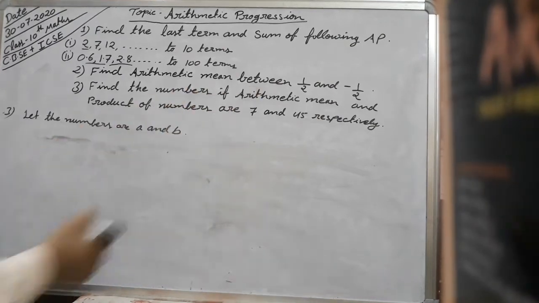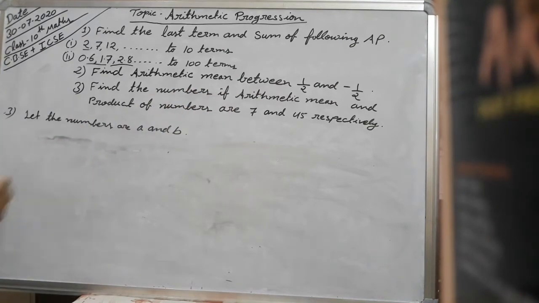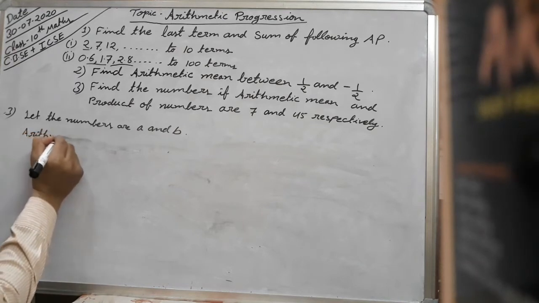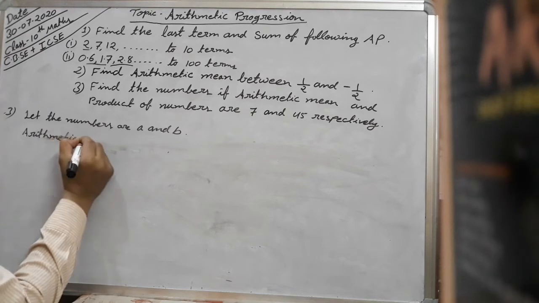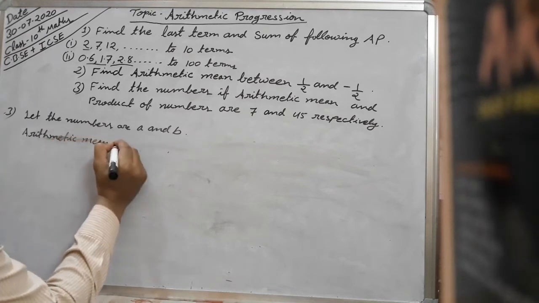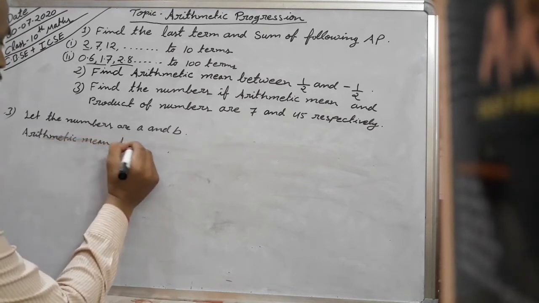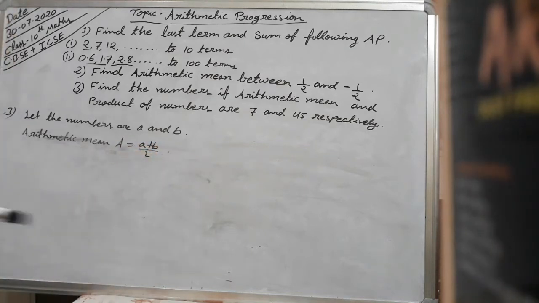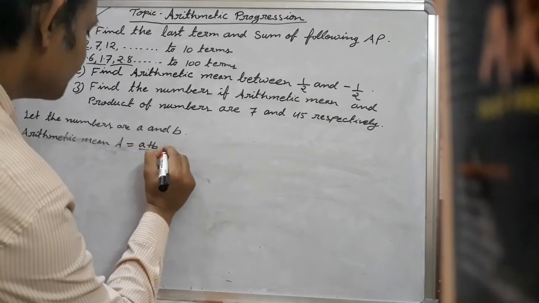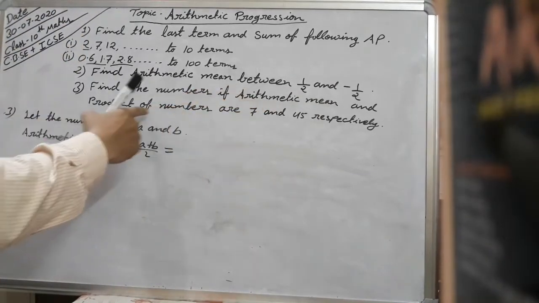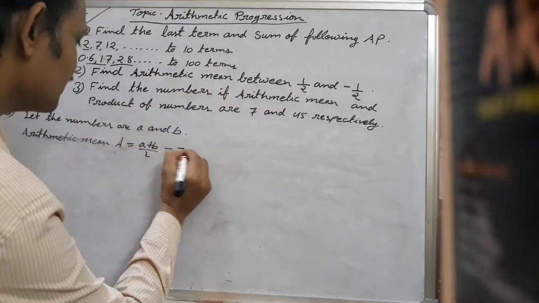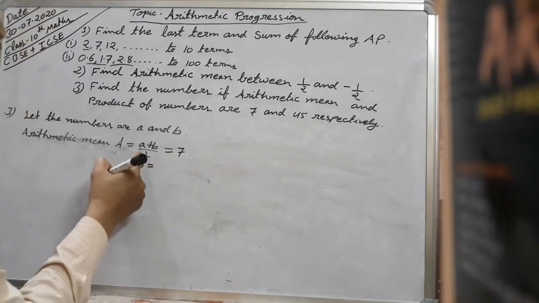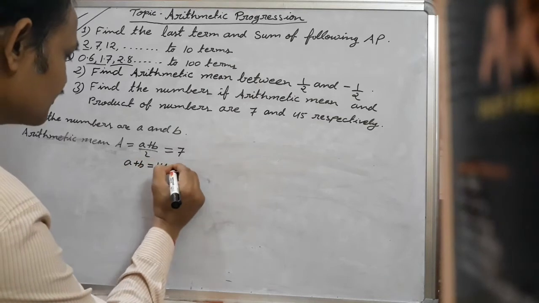Then according to the question, arithmetic mean A is equal to a plus b by 2. And what is the value of the arithmetic mean? It is given that the arithmetic mean value is 7. It is equal to 7. That is, a plus b is equal to 2 sevens are 14. This is the first equation.